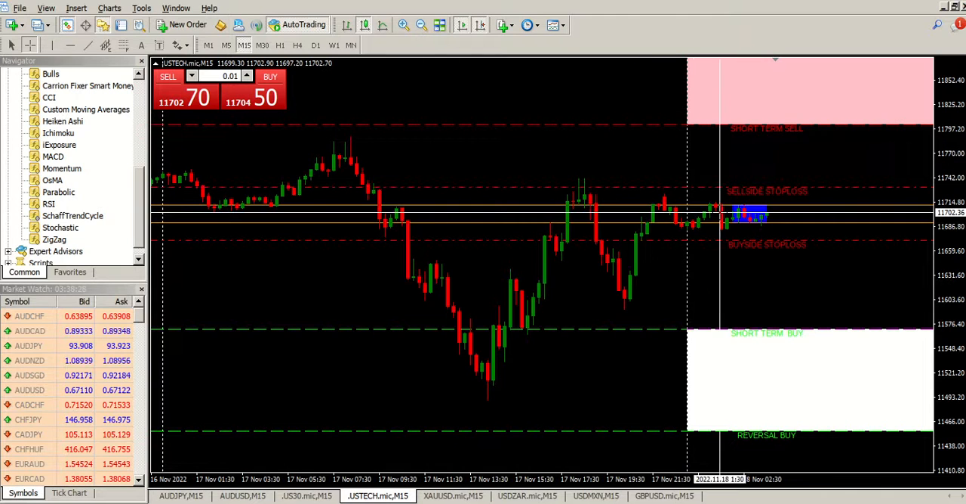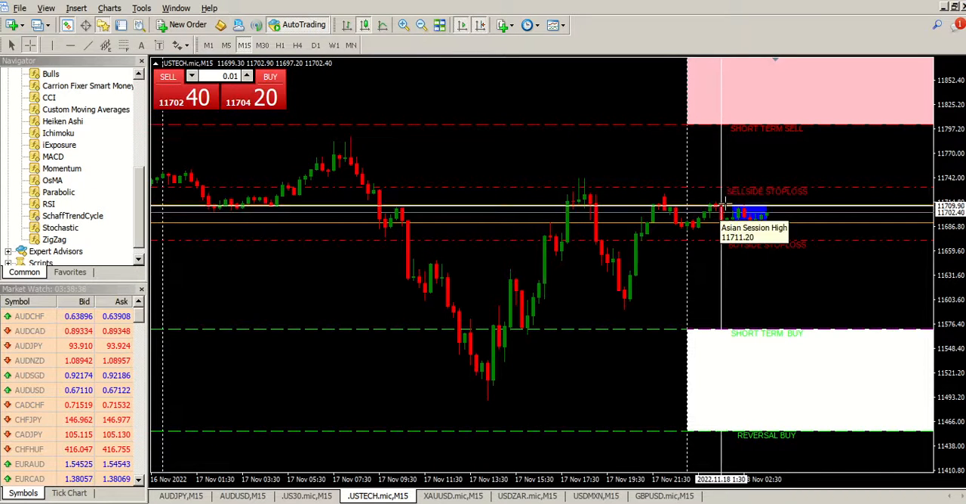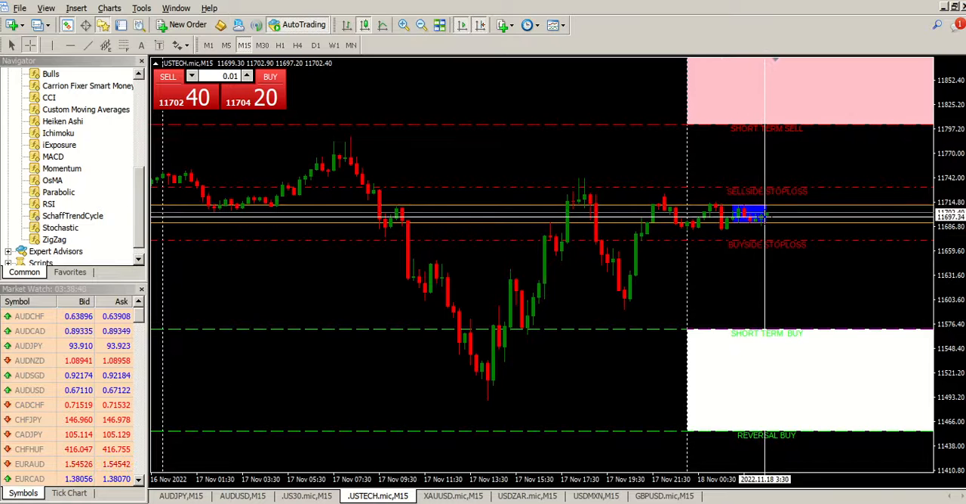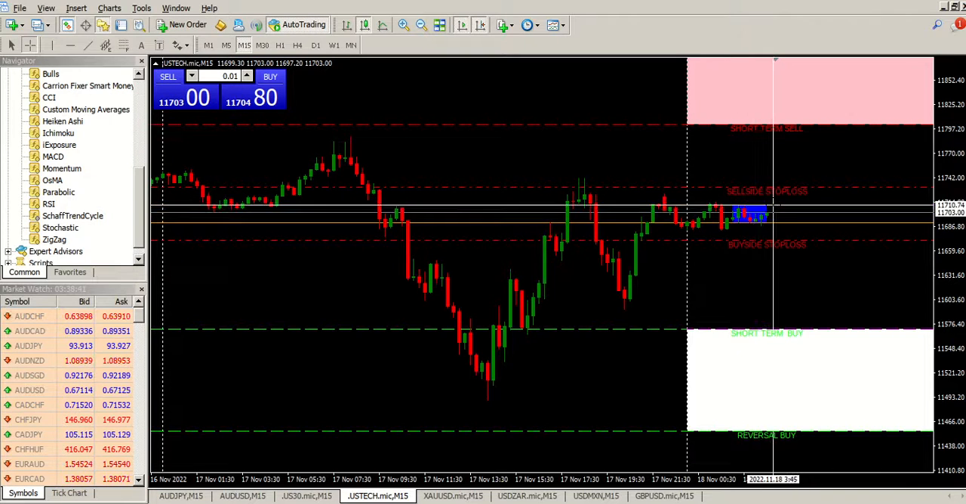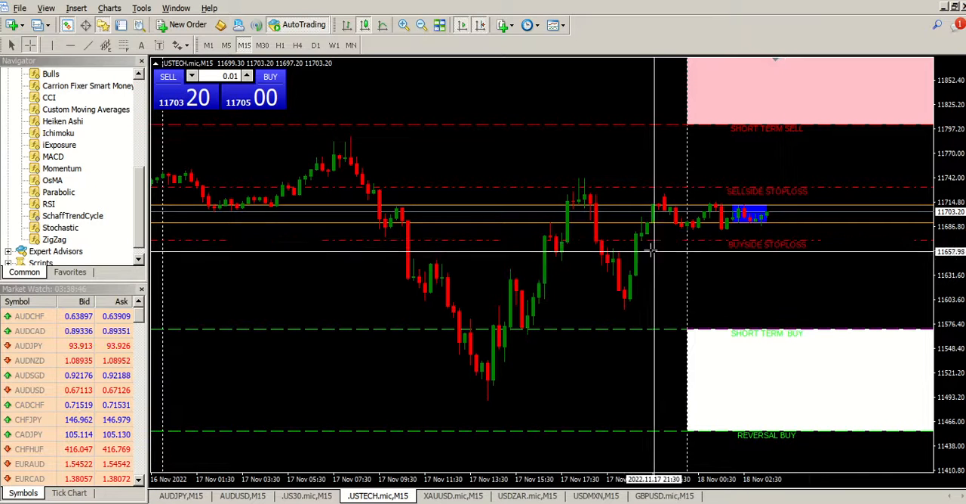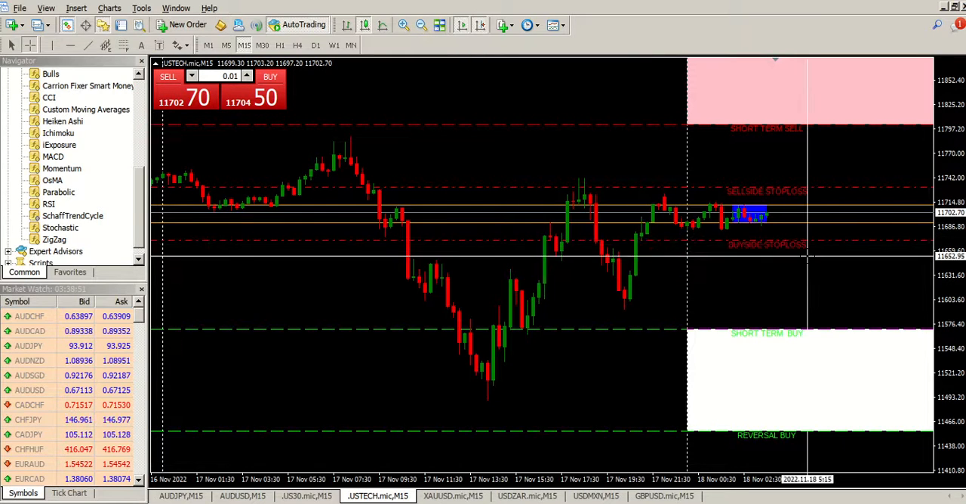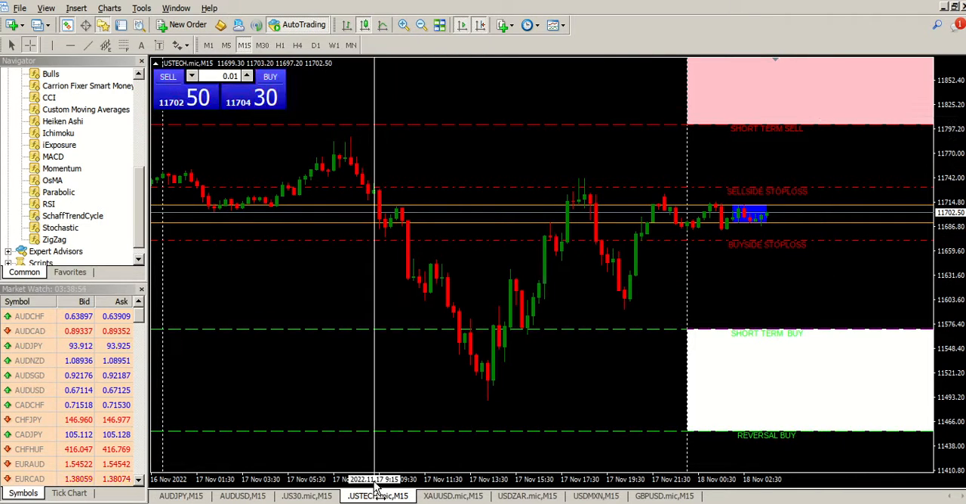Nasdaq 100. At the beginning of the day, I think the buyers were in control. So I'm looking for a buy. I'm looking for the market to come down and take the stops. I'm thinking about this area here or below it. Then I'm going to take my buy.